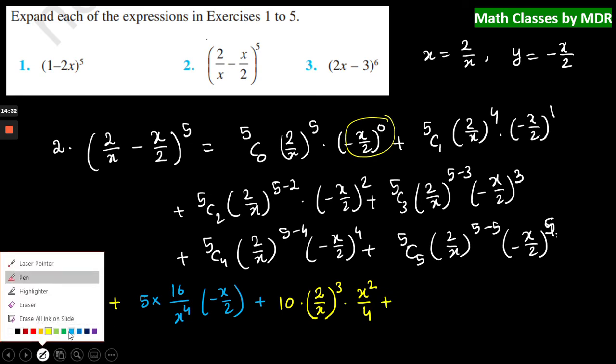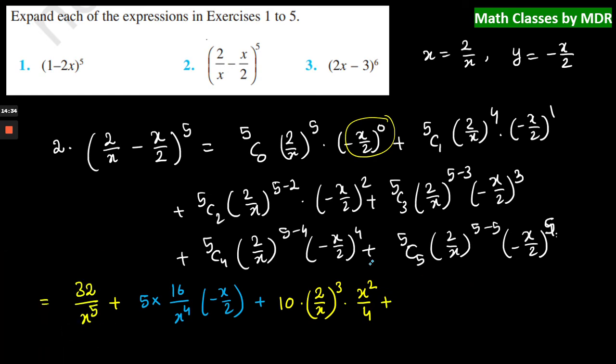What is the fourth term? So 5C3. 5C3 is also nothing but 5C2. So that is 10 into 2 power 5 minus 3, which is 2 square, that is 4 by x square, into minus x cube by 2 cube, which is 8, right?